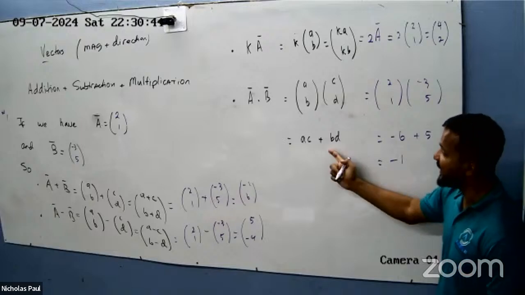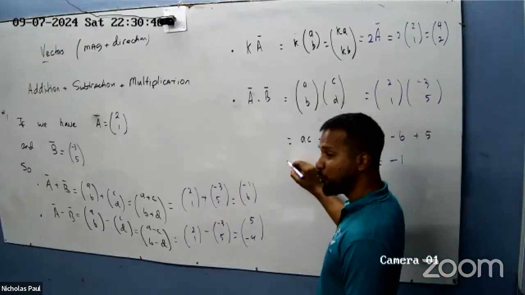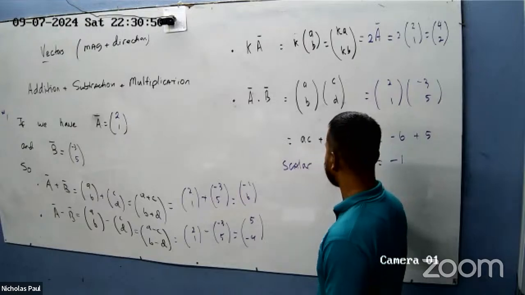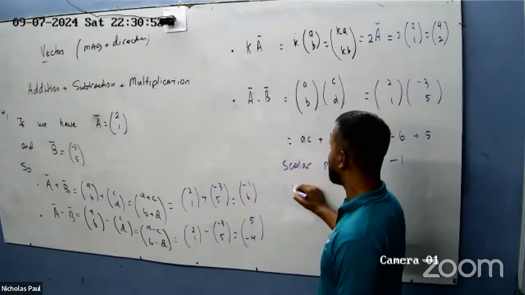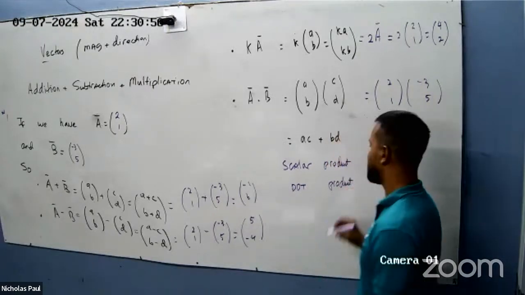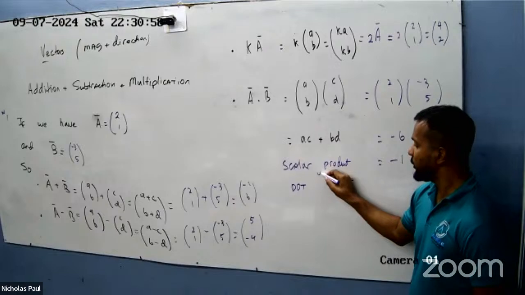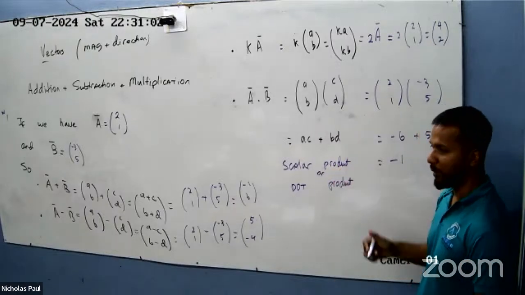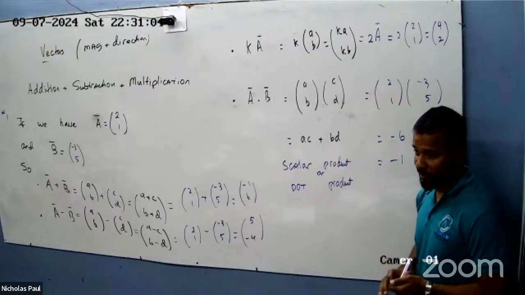So this has two names. The first name is the scalar product. The next name is the dot product. Okay? So whenever you see find the scalar product or find the dot product, they want you to multiply. That's okay?